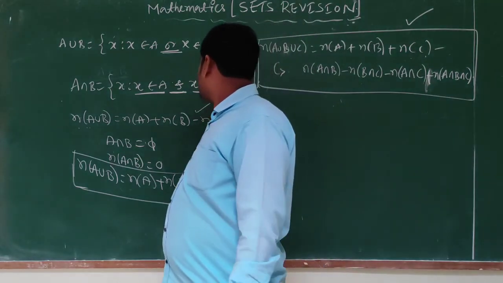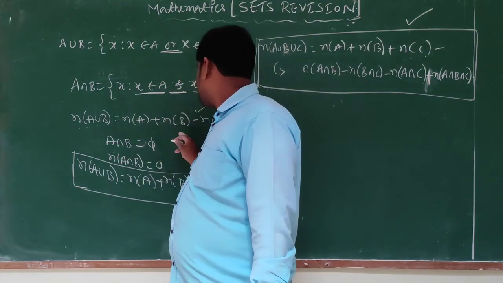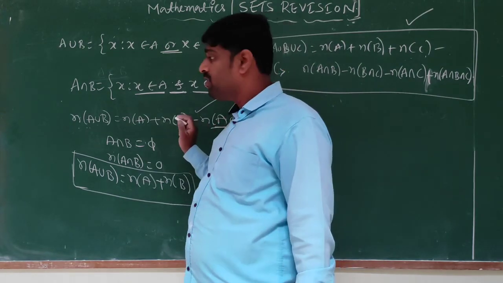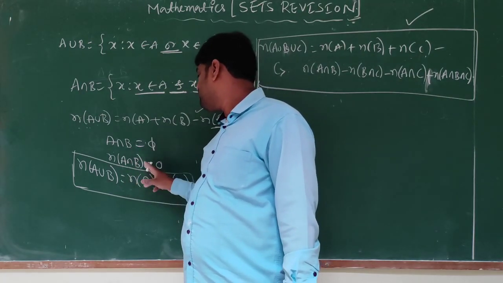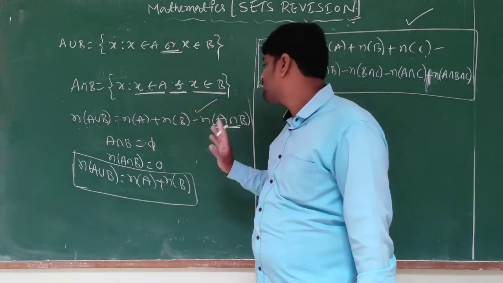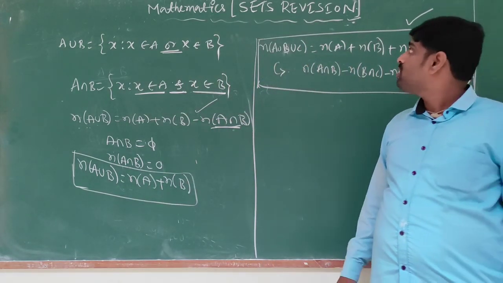If two sets are given, N of A union B is equal to N of A plus N of B minus N of A intersection B. If A intersection B is equal to null, then N of A intersection B is equal to 0, and N of A union B is equal to N of A plus N of B. So this is the revision of the sets chapter.